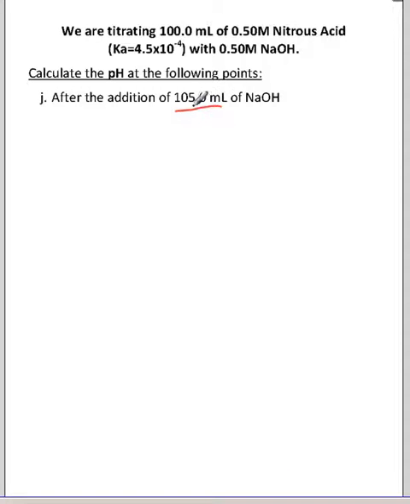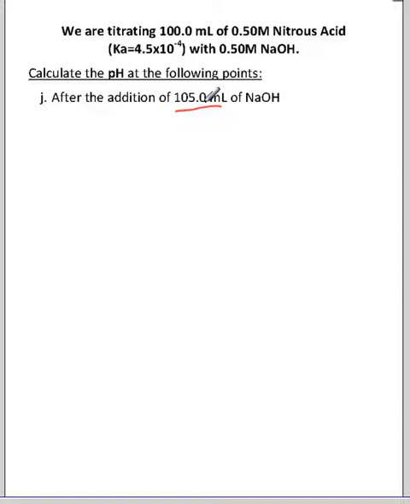Okay, now to make sure the titration's done, we're going to overshoot it. Instead of the 100 at equivalence, we're going to add 105 milliliters of NaOH. Really what this means is we're just adding 5 extra, but again, we need to look at it like we did this whole problem right from the start.